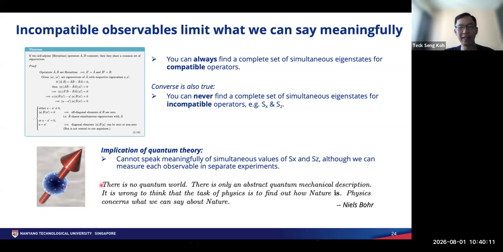but our entire experience, right, based on the macroscopic world, allows us to think about this picture. And therefore, Niels Bohr said there is no quantum world. You shouldn't be able to imagine those things. There is only an abstract quantum mechanical description. Abstract would be, I guess, mathematical, based on Hilbert spaces, matrix multiplications, and so on. And therefore, it is wrong to think that the task of physics is to find out how nature is. Physics concerns what we can say about nature. So Niels Bohr has then limited what we might have unintentionally desired.